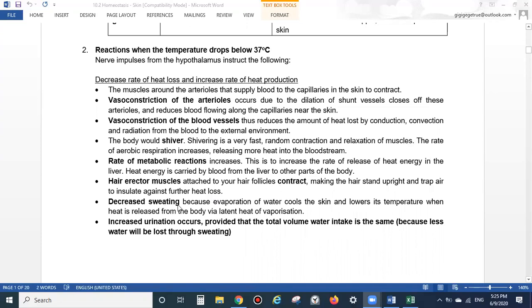There will be less sweating, and then there will be more urination. Increased urination is actually a side effect of less sweat. Because if you sweat a lot, a lot of water will be lost through sweating, so you won't have a lot of water to urinate. That's why you have less urine. But if you cannot sweat, the water doesn't have a place to go, so it will be excreted through your urine. So it's actually a side effect of less sweat.